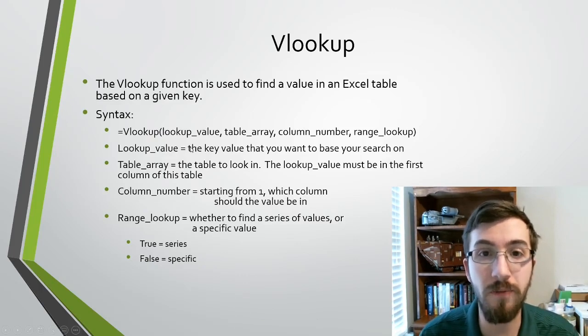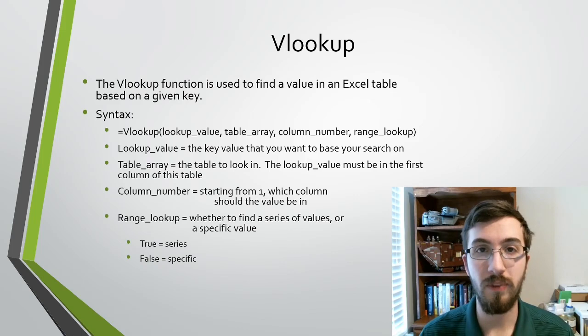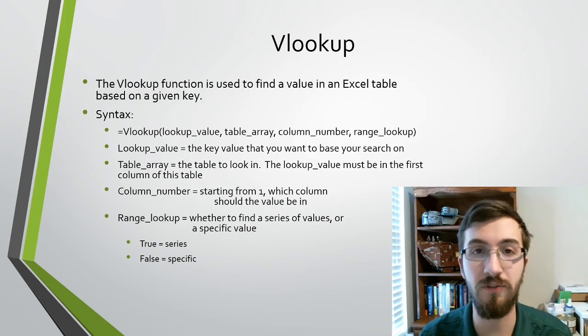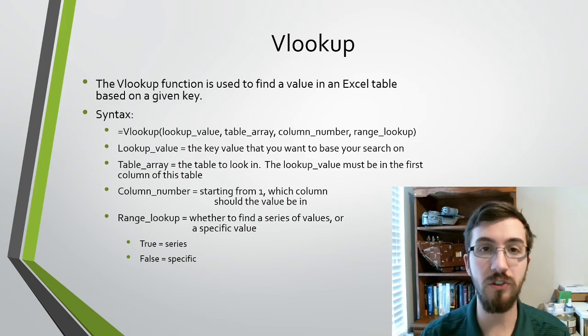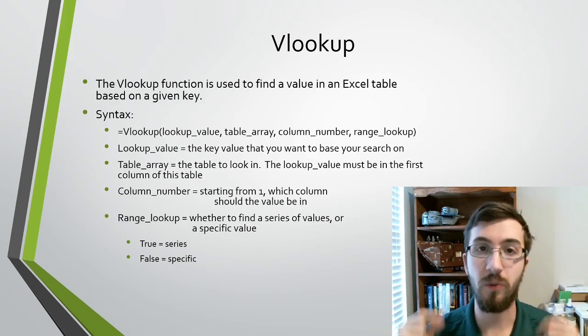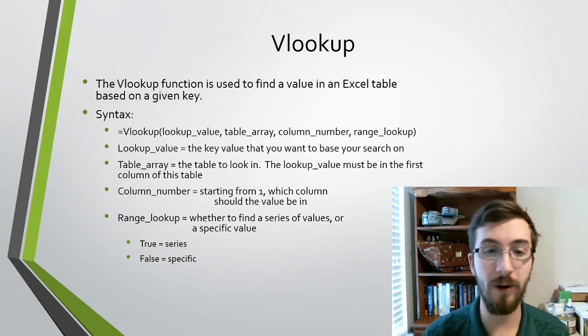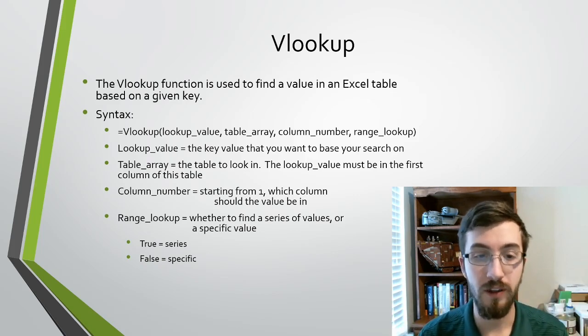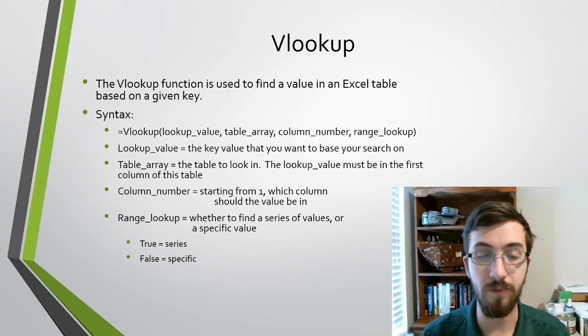So the VLOOKUP function is basically a way to find a value from an Excel table based on some piece of information. Usually we'll use this if we have two different tables of information and we're trying to get a piece of information from one table into the other. We're going to talk about this more in an example, but I want to give you the full syntax list and the rundown.